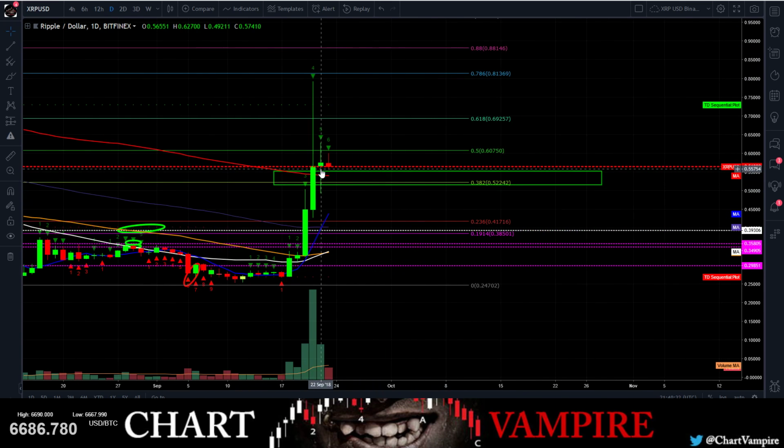You posted a spinning top. You're looking to post another spinning top, if not a bearish candle. I'd be very careful. Your support is sitting right there. There's your support, the 382 and the 200 MA on the daily.